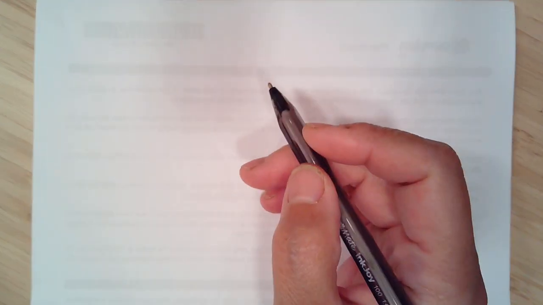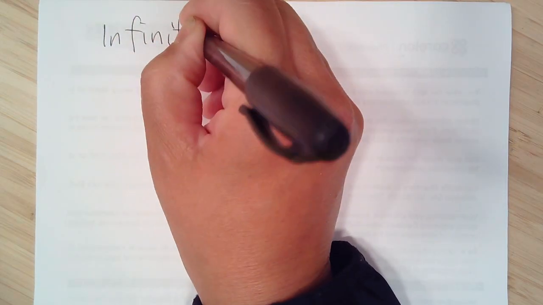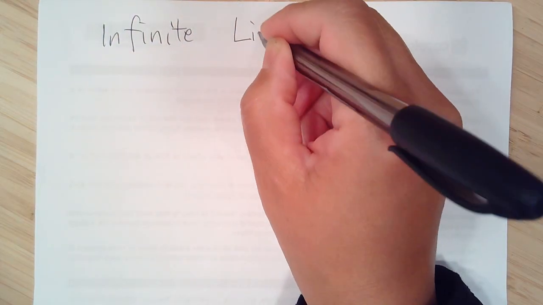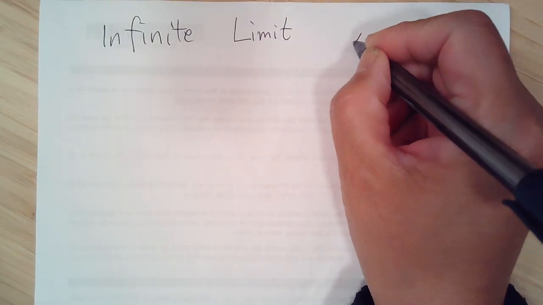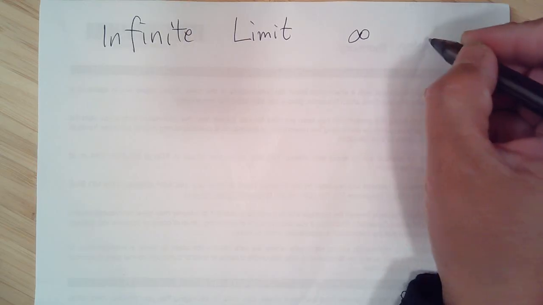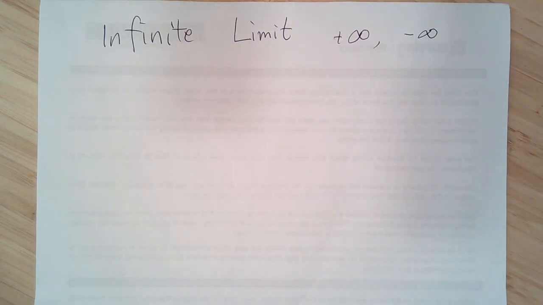Okay, we're going to learn something called an infinite limit. Infinite limit, we know the symbol, this means infinity. And this is a positive infinity, and this is negative infinity. We're going to use those symbols a lot. Okay, so I'll give you one example.